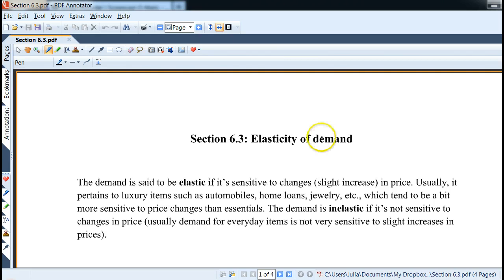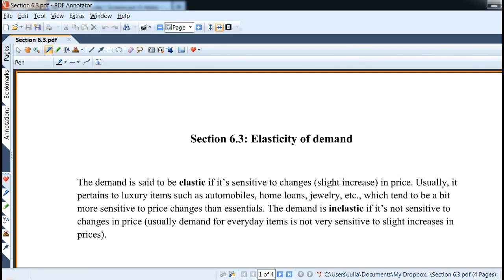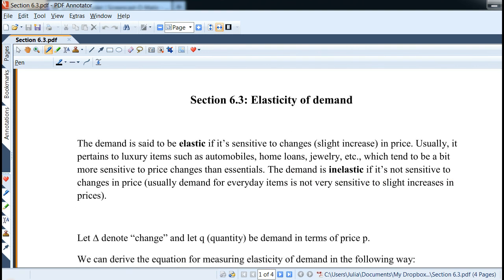So in this section we'll discuss elasticity of demand and what it means in calculus. Well, the demand is said to be elastic if it reacts strongly to an increase in price, so it's very sensitive to changes. It's said sometimes that it might pertain to luxury items such as automobiles, home loans, or jewelry. On the other hand, the demand is inelastic if it's something like essentials, like everyday items or gas, for example, so it may not be very sensitive to slight increases in price.